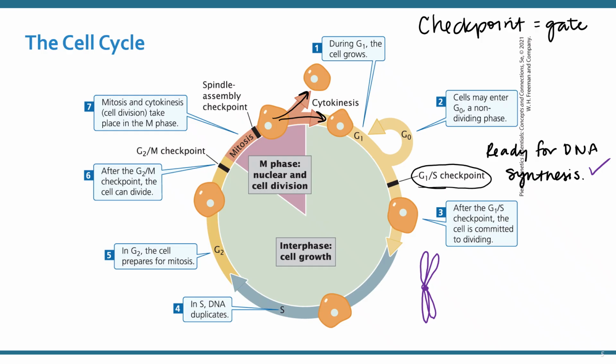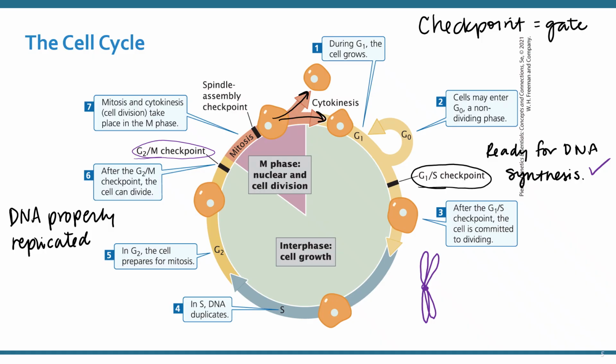Once S phase is complete, the cell is going to enter G2. It's going to start preparing for cell division, making all of the enzymes, making all of the components that it needs. When it's done with that, it's going to reach the G2M checkpoint. This is kind of the last checkpoint before the cell really starts going into mitosis. The cell is going to check to make sure that DNA has been properly replicated, and make sure that all of the components are present.